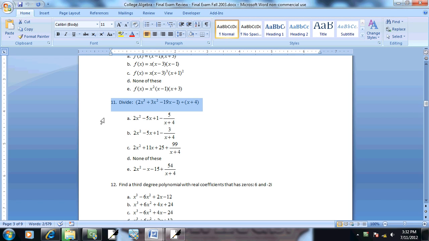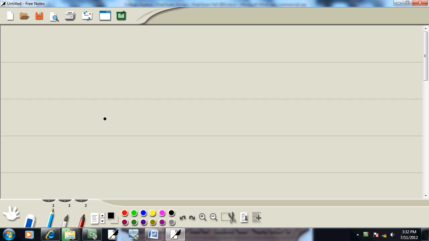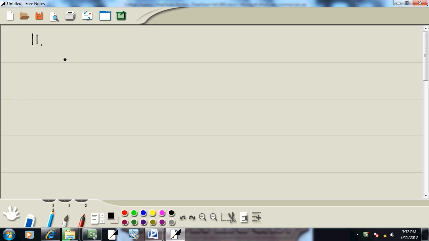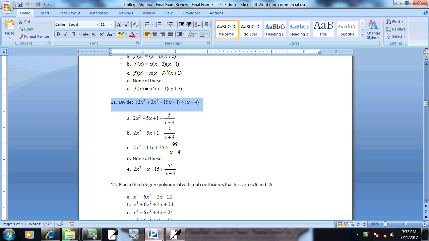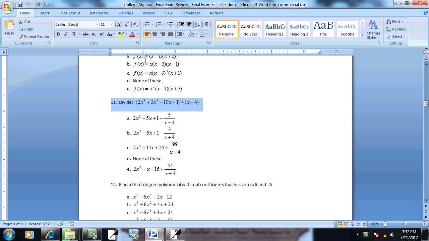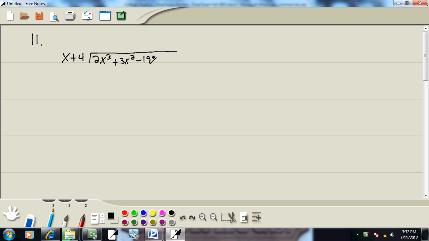Let's take a look at problem number 11. This is a long division problem. Let me do it as long division, then I'll show it using synthetic division. So we've got 2x to the third plus 3x squared minus 19x and minus 1.